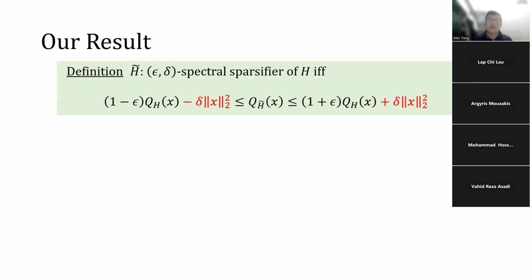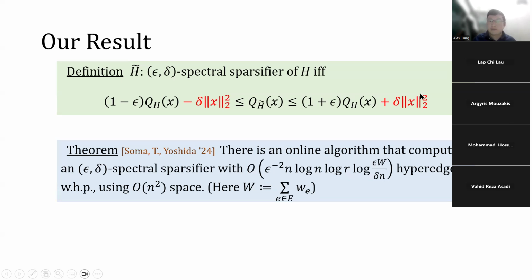This is the result we obtain. To describe this result, we need to relax the definition of spectral sparsifier a little bit. The difference is now we have epsilon and delta. Epsilon is the multiplicative error for the energy, and delta you can think of as an additive error. What we obtain is an online algorithm that computes an epsilon-delta spectral sparsifier with this many hyperedges with high probability, and the working memory is just O of n squared.